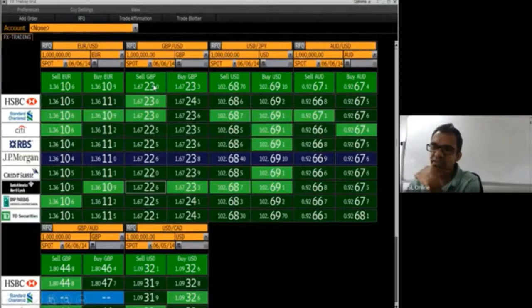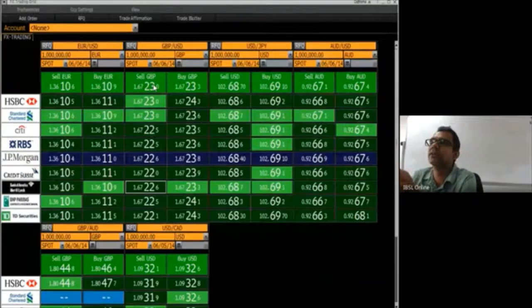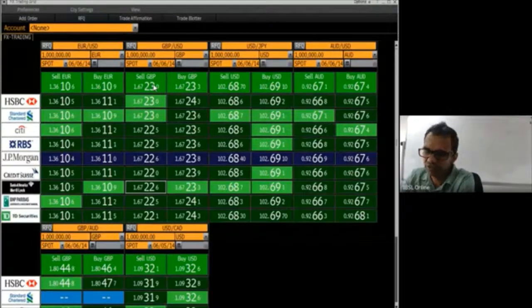You don't mind with which party the trade is going to execute. Once you click, the trade will execute, and there will be a message in your message box about the deal ticket. You get the information: the amount you sell, sterling 1 million against dollar at 1.6723, the spot settlement date on 6th June 2014, and the counterparty name. So you will get that.